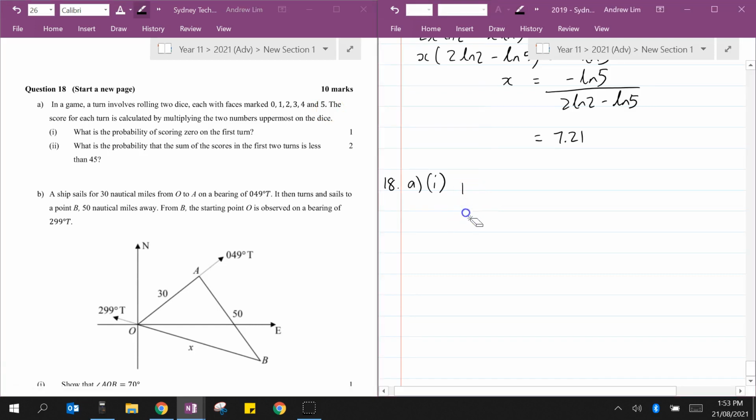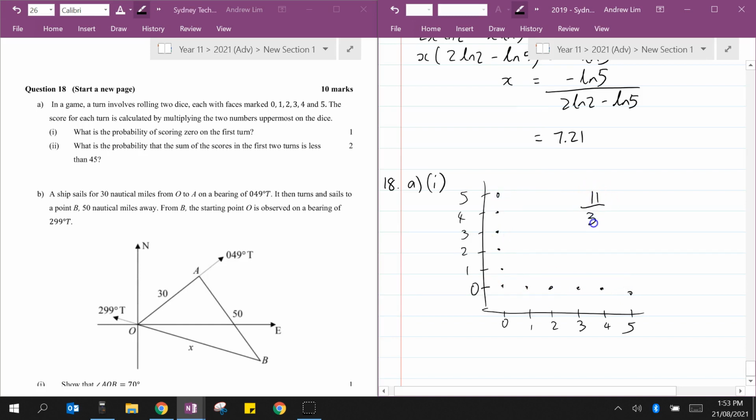Maybe it's best if we draw an array. So if we have 0, 1, 2, 3, 4, and 5. 0. Oh, maybe we'll make this one 0. 1, 2, 3, 4, 5. All of these when multiplied together will equal 0, and all of these when multiplied together will equal 0, and that's 11. Okay, so that's 11 out of 36.